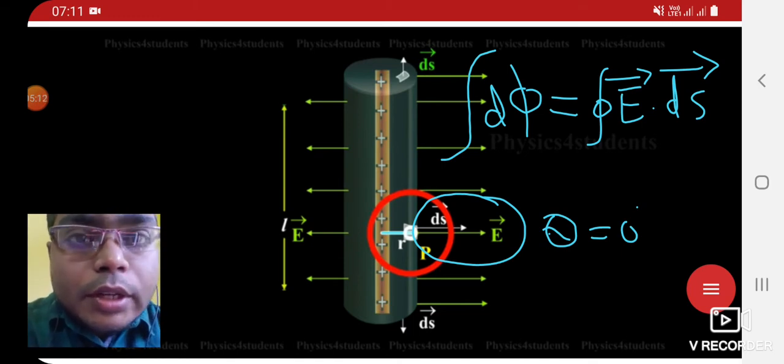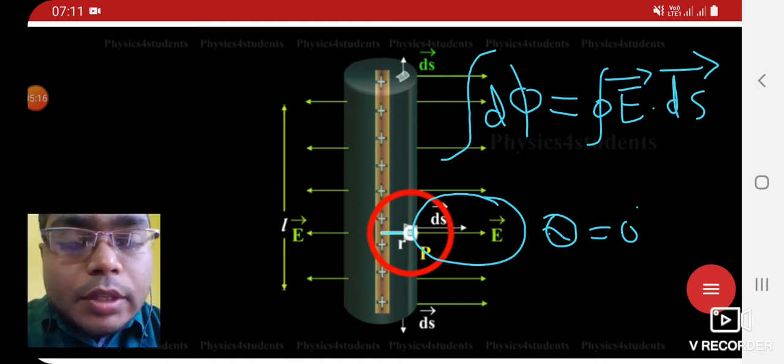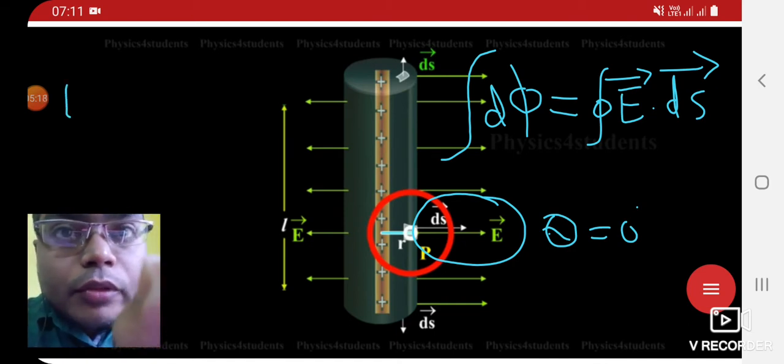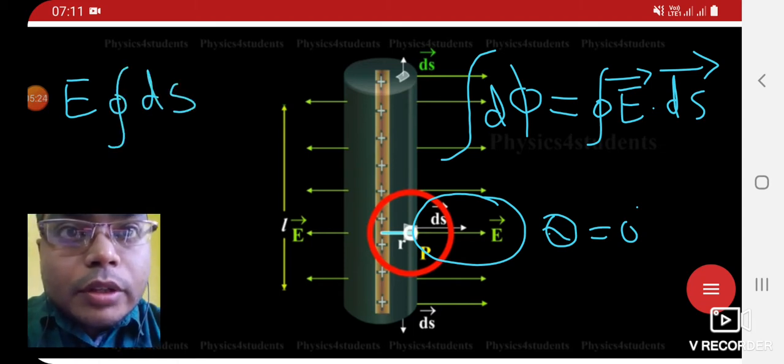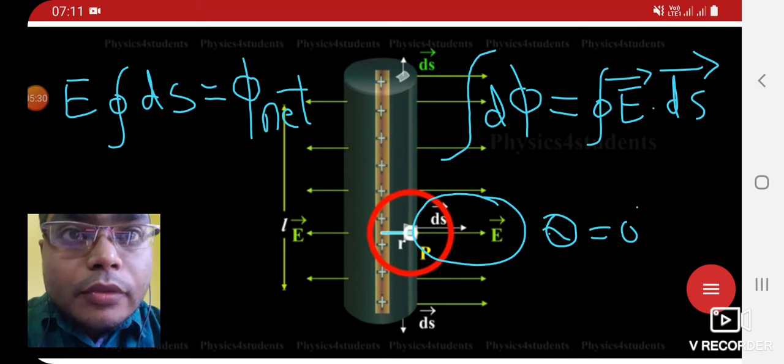So by using the integration, we can calculate the total flux. Since the electric field is uniform everywhere, we can take it outside of the integration, and within the integration only ds will be left, right? And on the right hand side, we will be getting the net flux. So this will be the net flux.